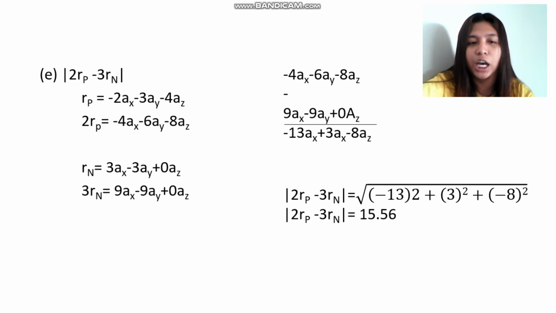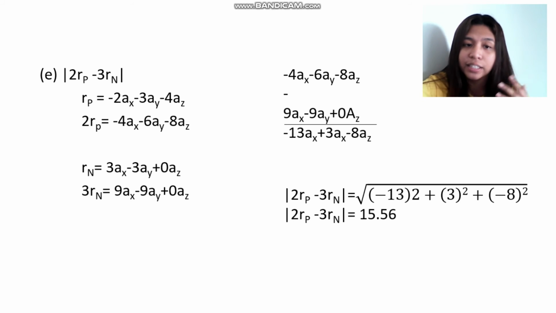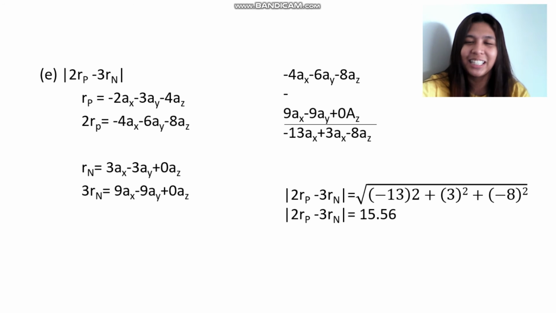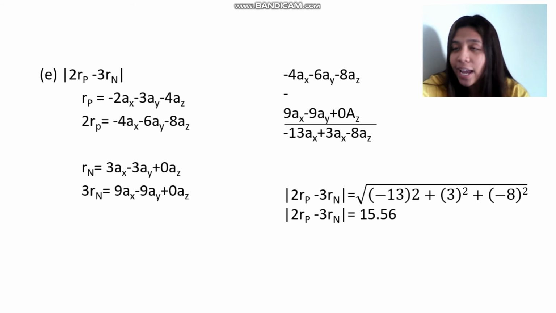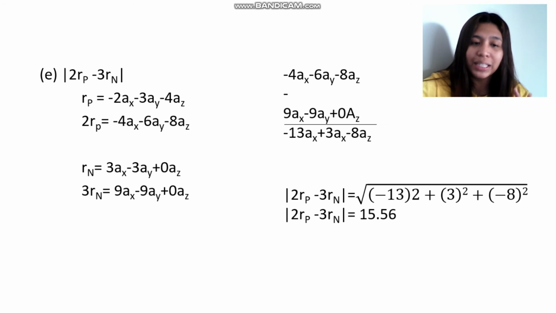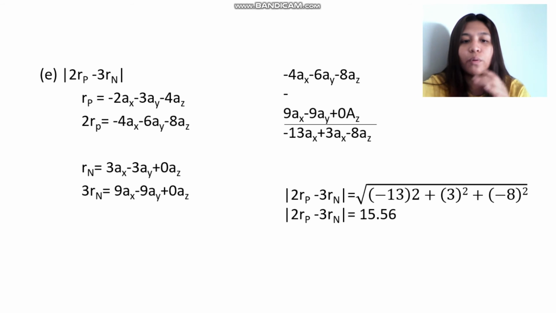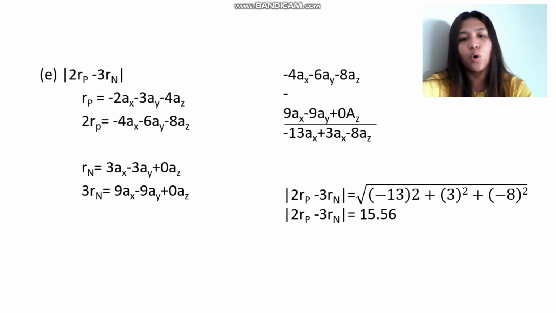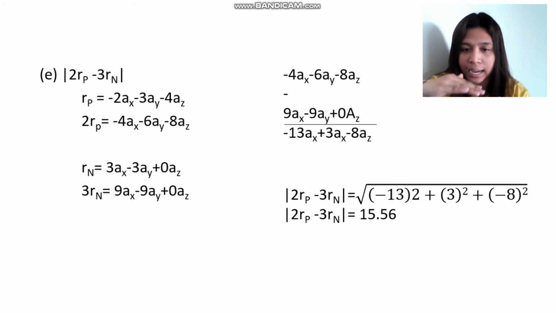Dako tayo dito sa last part na isa-solve natin, which is the absolute value of 2rp minus 3rn. Para yung rp natin is negative 2ax negative 3ay minus 4az. Siyempre, times na natin siya sa 2, para makuha natin yung 2rp. So, ang 2rp natin is negative 4ax minus 6ay minus 8az. Tapos, same goes with the rn, multiply natin siya sa 3. That's why nakuha natin yung 9ax minus 9ay plus 0az. Ang gagawin lang natin, ima-minus natin siya sa isa't isa.